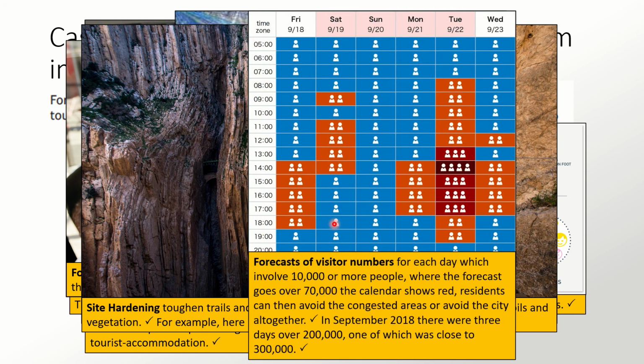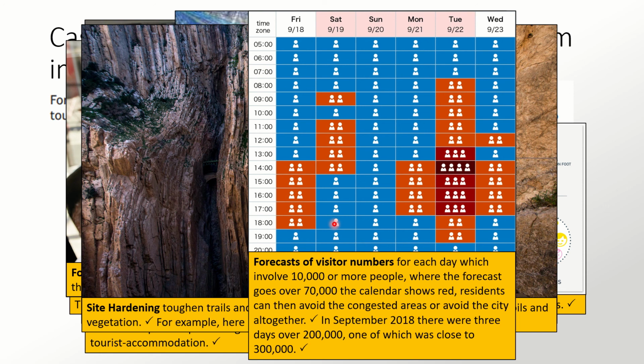Back to Barcelona, another strategy they do is to forecast visitor numbers. Like a weather forecast, they try and keep track of the number of people coming into the city. When it gets to a cut-off line at 70,000, the calendar shows red, and residents can then avoid congested areas. Or indeed, they can avoid the city altogether. They can just kind of get out.